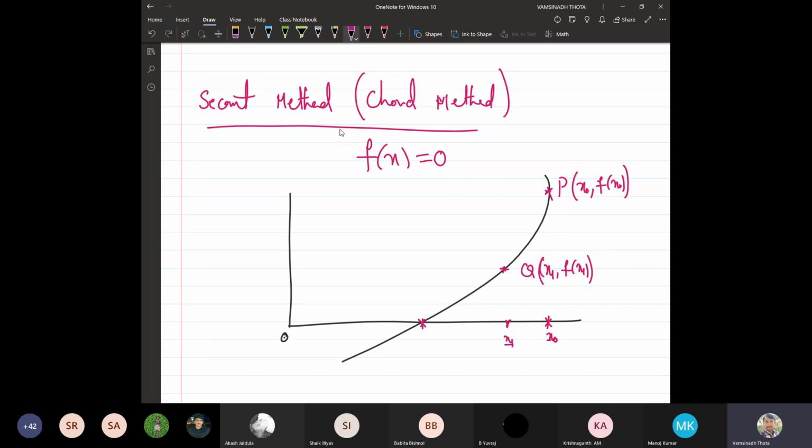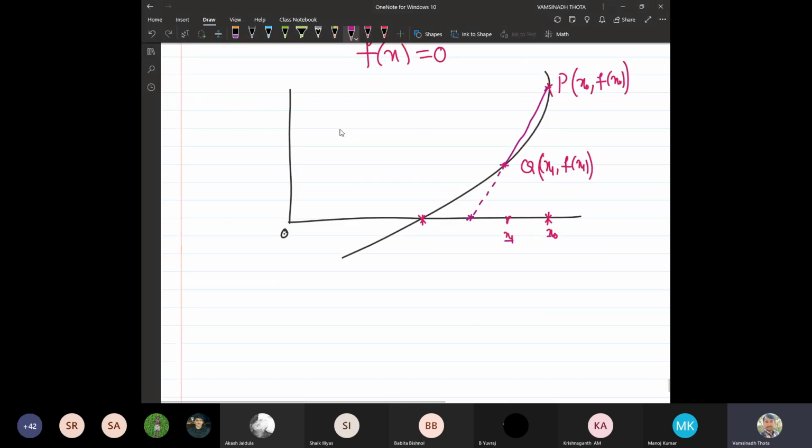You join these two points P and Q with a straight line, and extend the straight line till it intersects the x-axis. Now here it comes: why does it always intersect? What will happen if it is not intersecting?